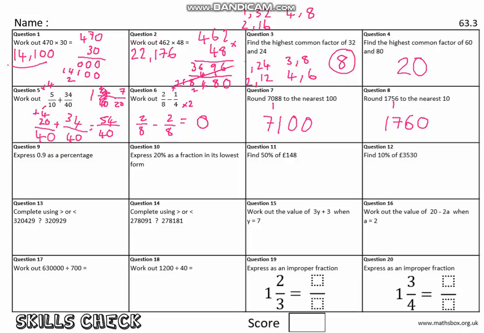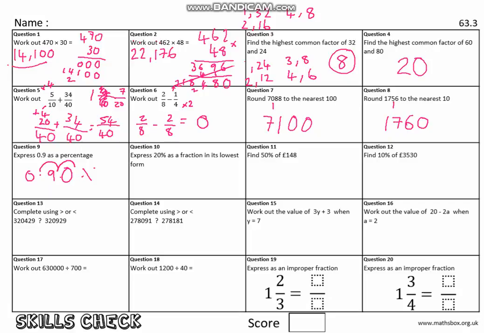Okay? So in order to do this one, first things first, we are going to times it by 100 because percentages are always out of 100, aren't they? So we've got 0.9. So if we move the decimal place forward 1 and get 9, that means we've timesed by 10. But we want to move it forward again because we're timesing by 100. So that means we get 90% as our answer.